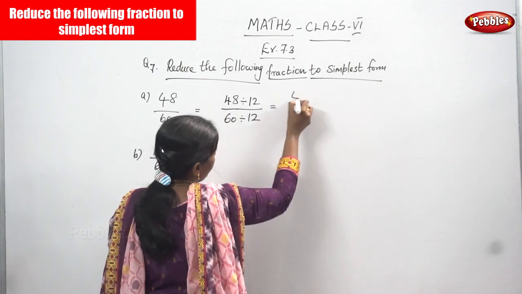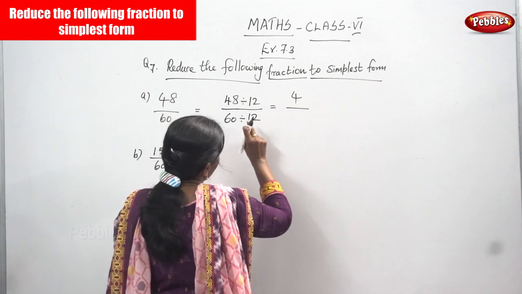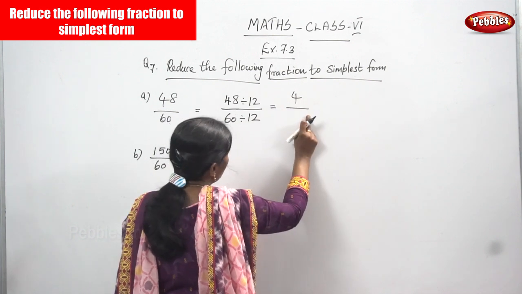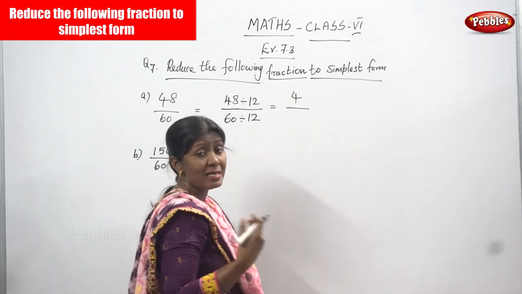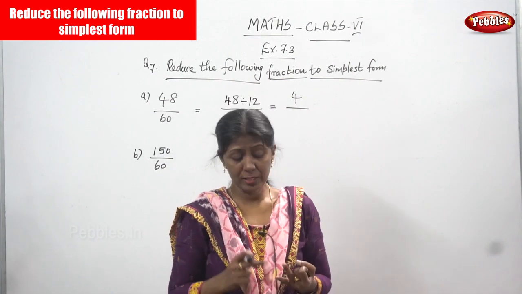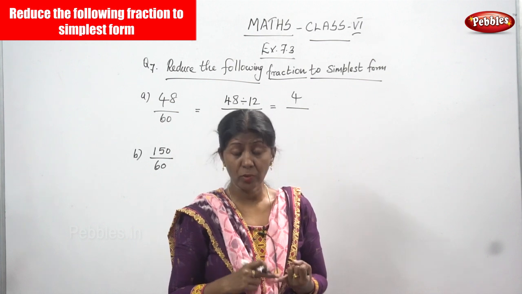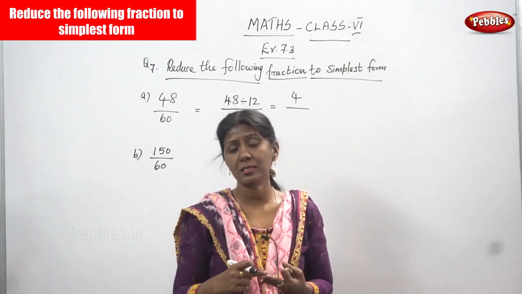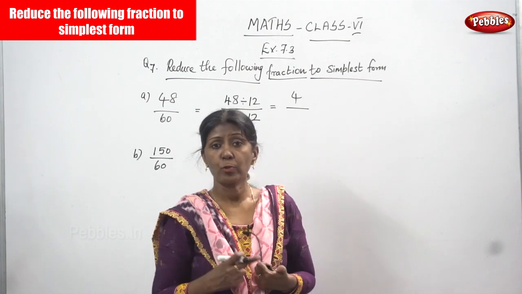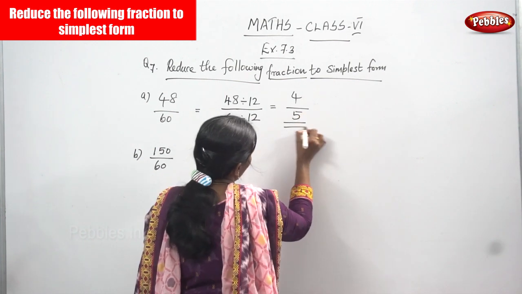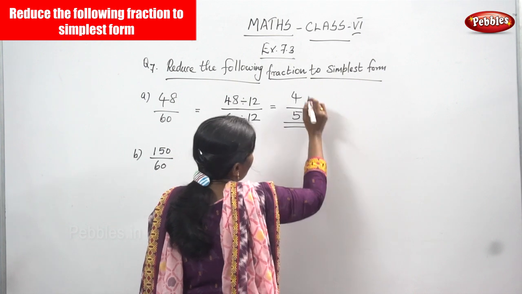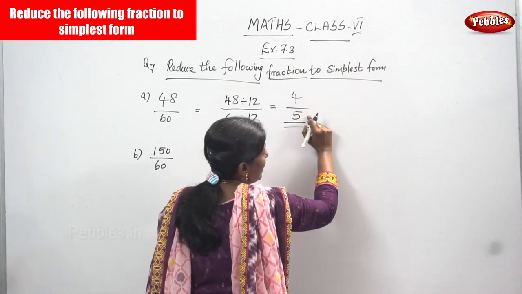So I have written 4 for the numerator, and the division symbol you have to write, and 60 divided by 12 means you have to say the 12 table. 12 1s are 12, 12 2s are 24, 12 3s are 36, 12 4s are 48, 12 5s are 60. So the answer is 4 by 5. The answer is 4 by 5. 4 is the numerator and 5 is the denominator.